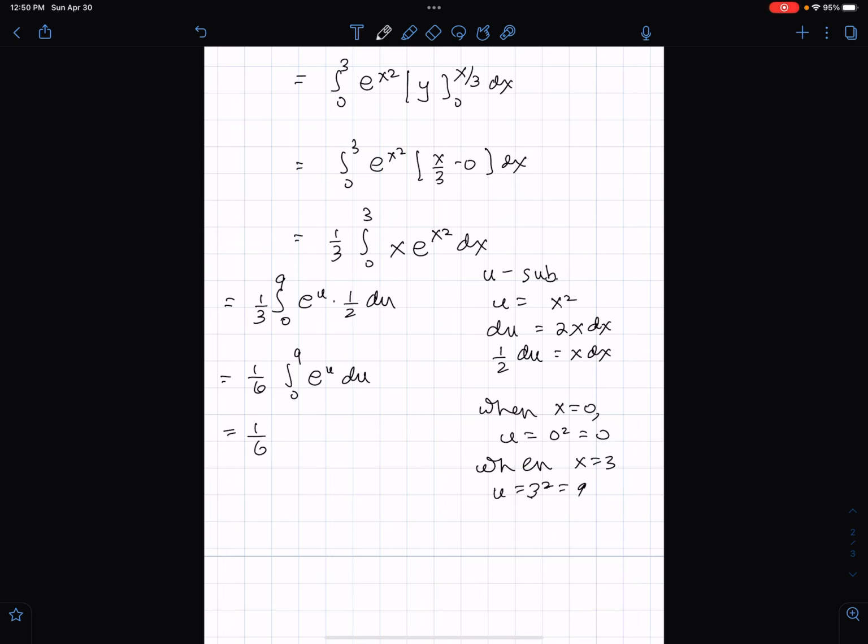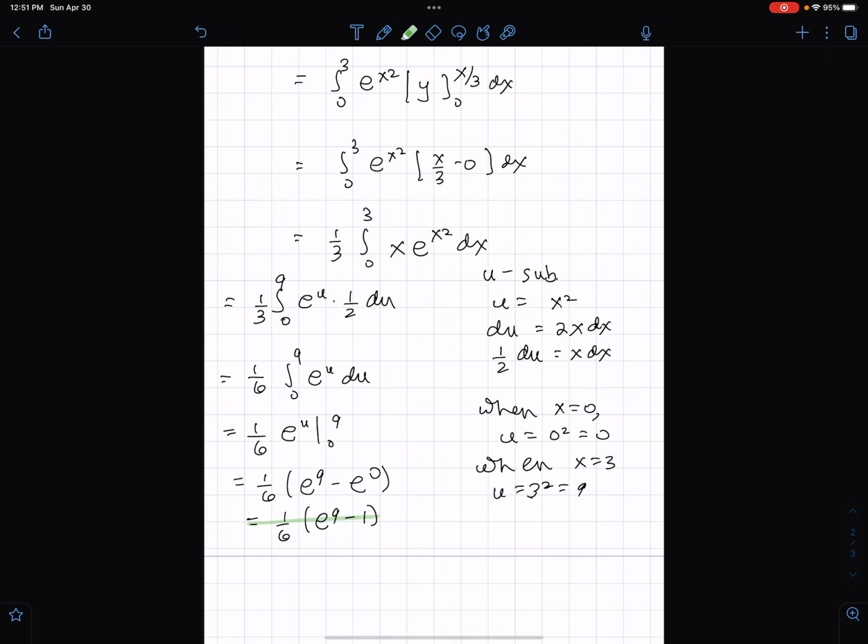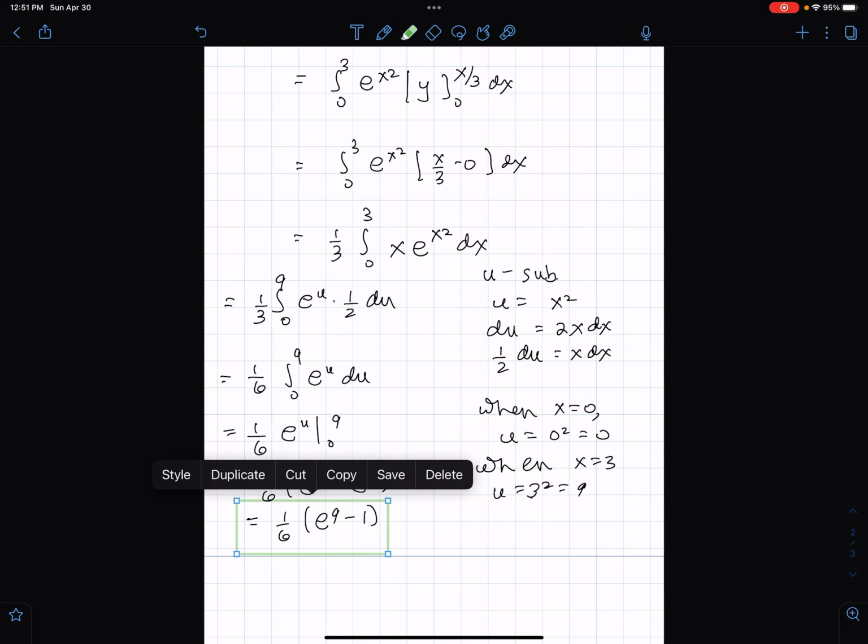The antiderivative of e to the u is just e to the u. So from 0 to 9, I have 1/6, e to the 9th minus e to the 0. So this is 1/6, e to the 9 minus 1. And that is the answer to that problem. We evaluated the integral, and as I said before, we can interpret that as the volume of the solid that is below the surface given by z equals e to the x squared, and within that triangular region D.